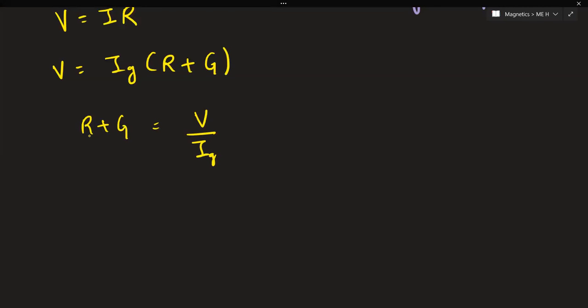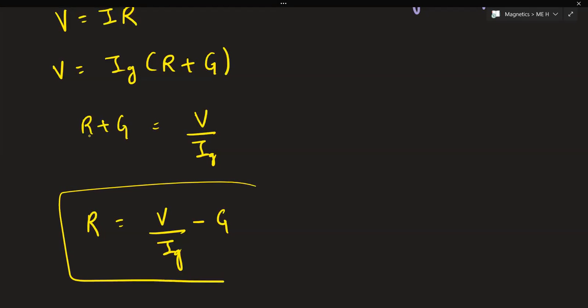And what's the value of this unknown resistor? This will be V by Ig minus G. This becomes the formula. Using this formula, you can modify it in any manner you want. You can find the value of G, you can find the value of R, any quantity that is unknown. But remember, resistance of voltmeter will be Rg, that is the resistance G of the galvanometer plus the resistor.